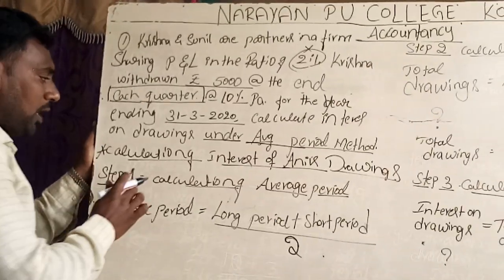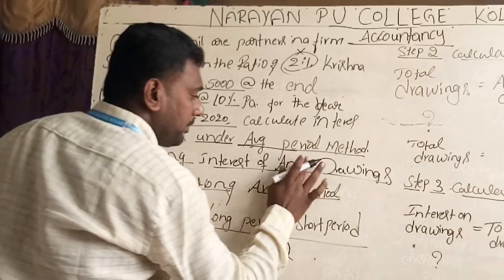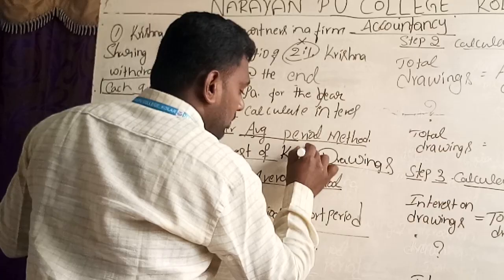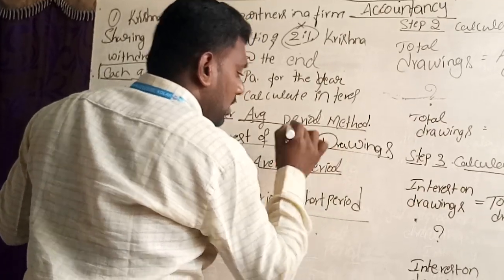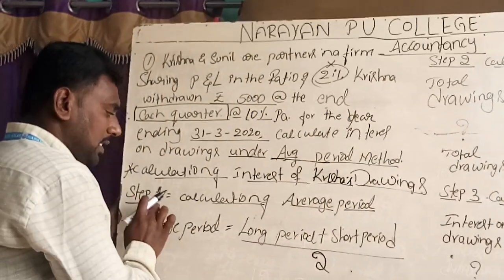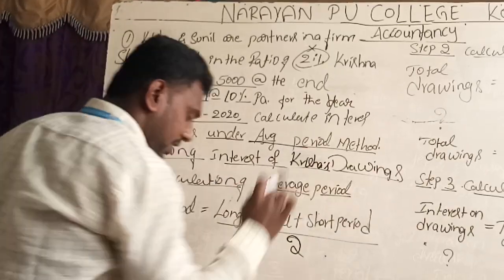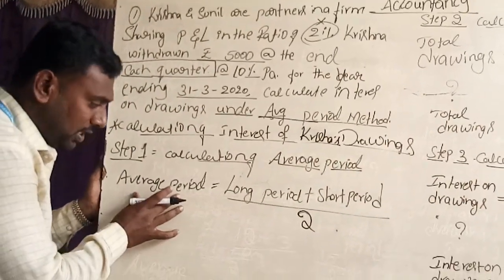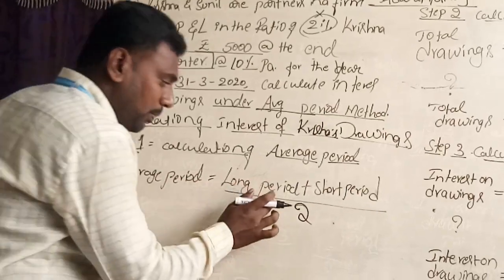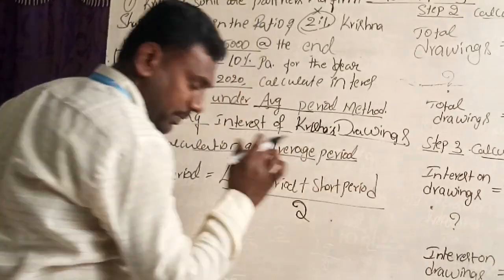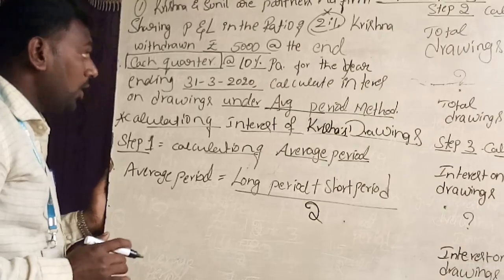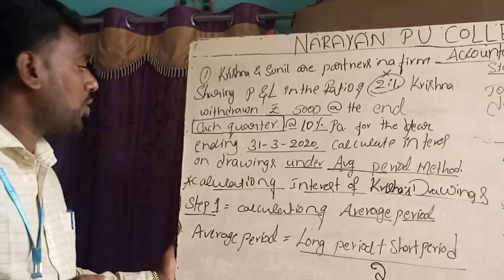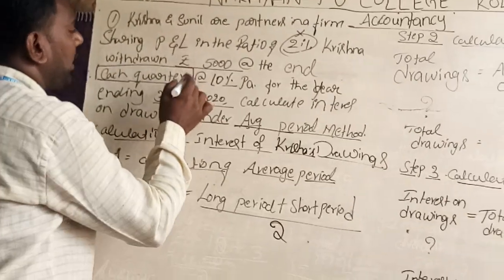So first, calculation of interest on Krishna's drawings. Step number 1, calculation of average period. How to calculate? We have one formula. Average period is equal to long period plus short period divided by 2. Now the duration, long period, how many months will it be?